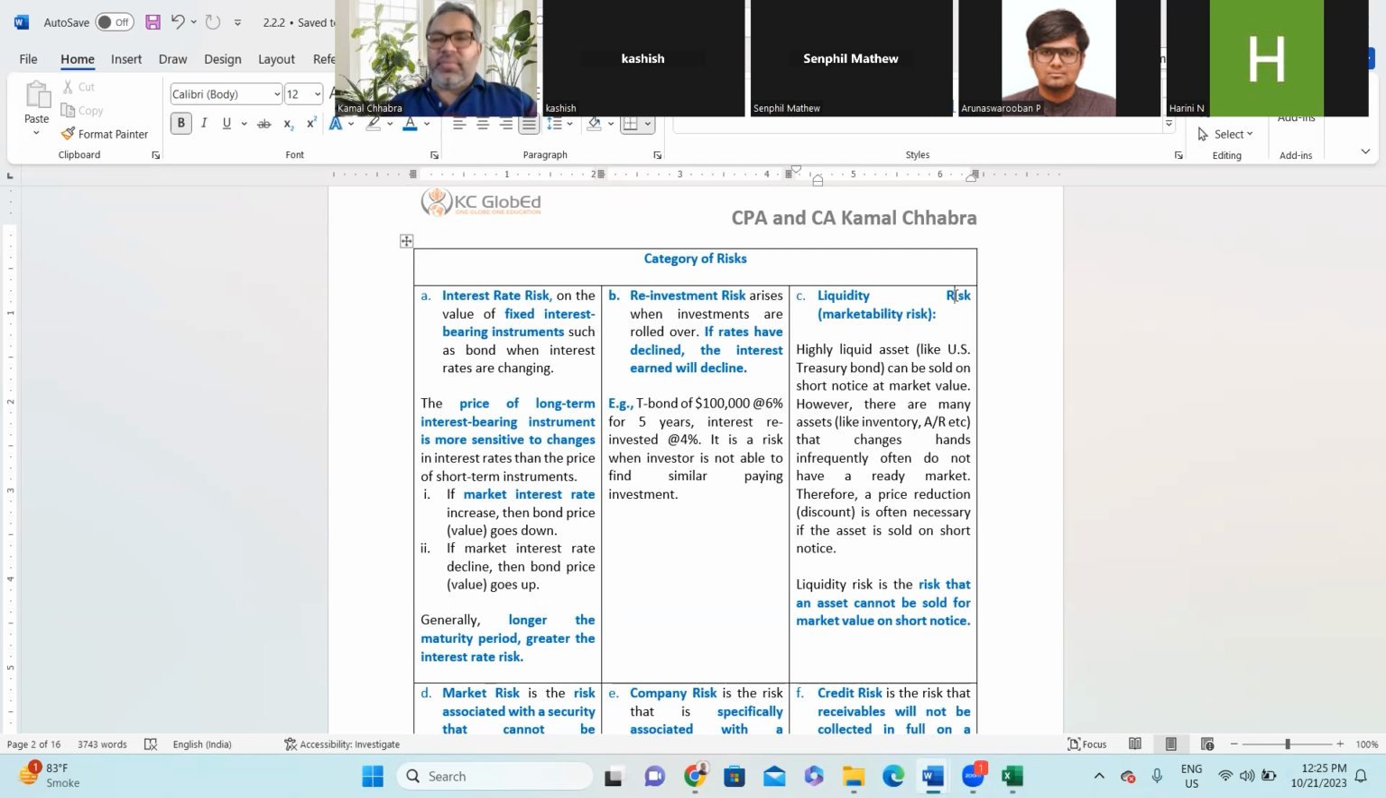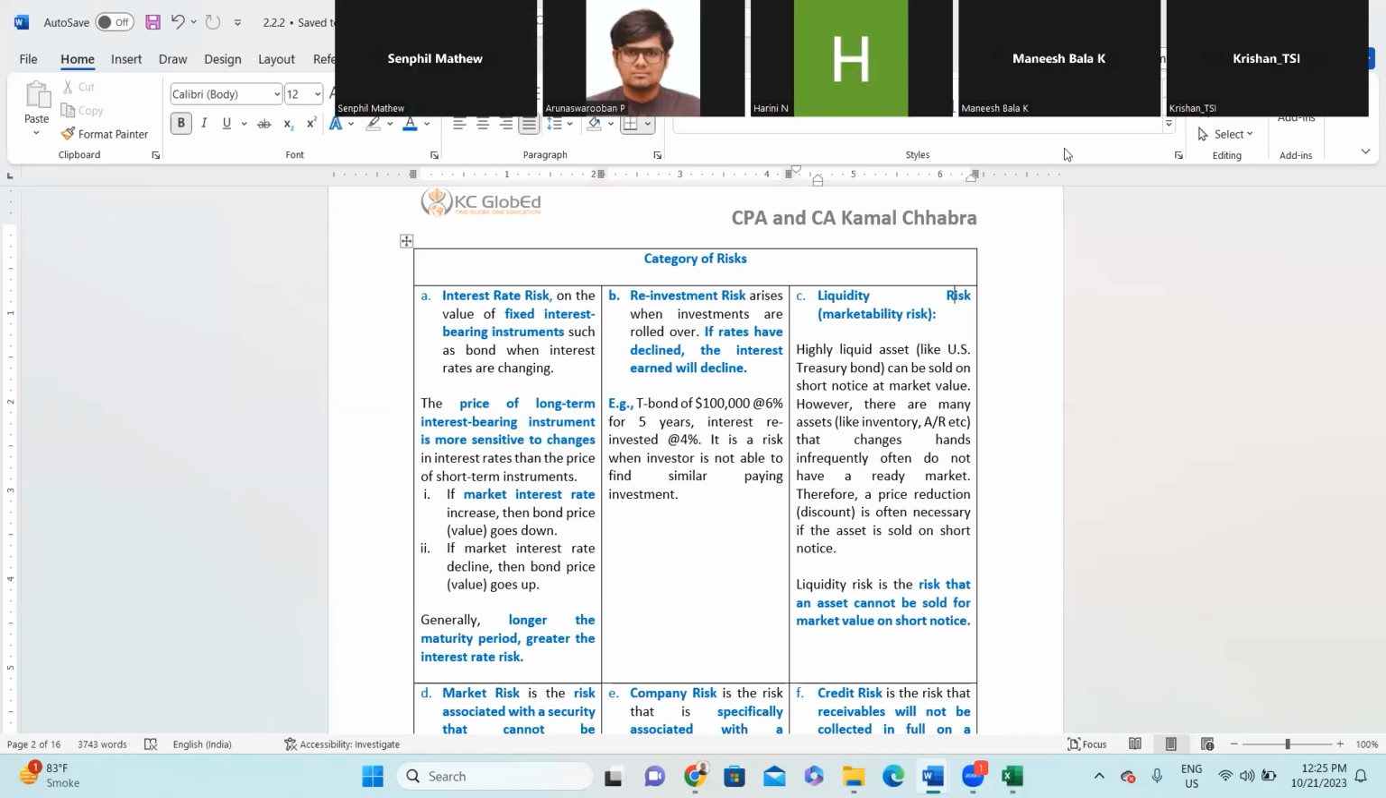Kashish, Arun, Harini. What is current assets? What all things come under the current assets? Come on, guys, you are doing CPA. Don't tell me you don't know current assets. It will be a shock to me. Manish, Krishan, Harini, are you guys here? Yes, sir.